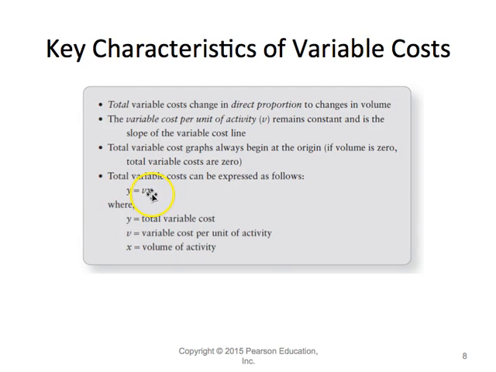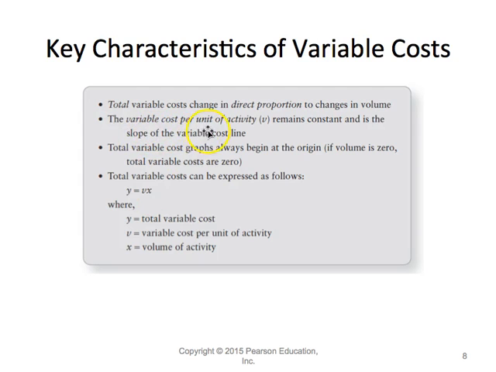So this means when X is 0, Y is 0, right? V times 0, Y is 0. So this line starts from the origin. Total variable costs change in direct proportion to change in volume. When X increases by 1%, Y increases by 1%. When X increases by 20%, Y increases by 20%. Y is the variable cost, X is the volume.